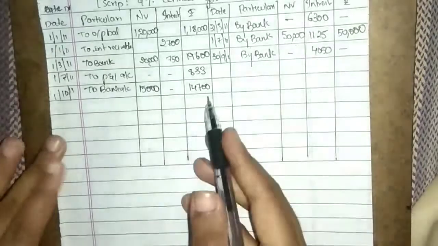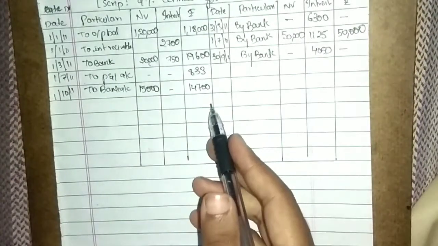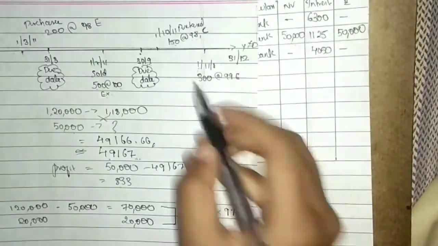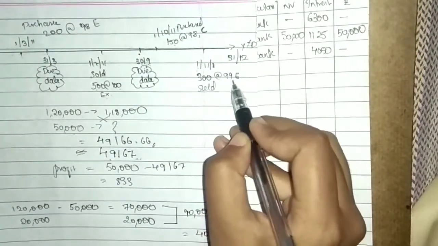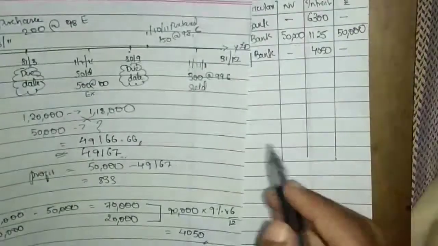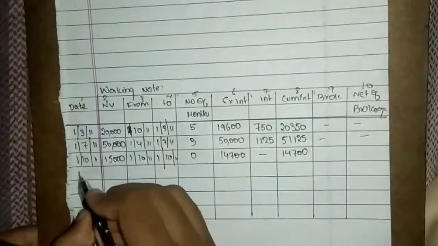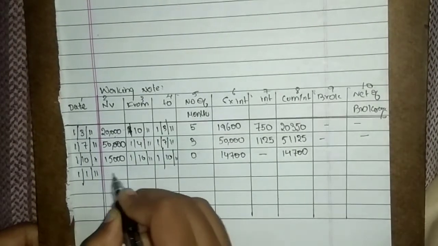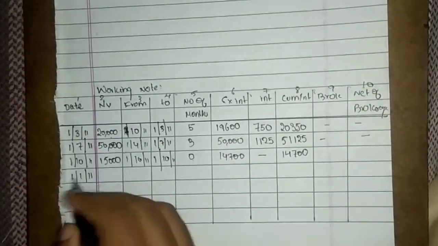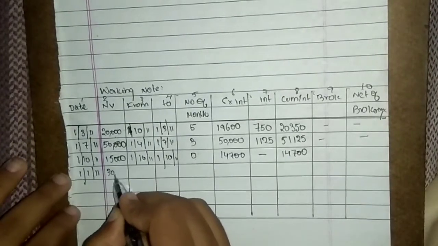Next, the next scenario is this. We have sold 300 units at 99 of ex interest price. Okay, again we'll go to the working. On 1/1/2011, 300 units. 300 into 100 will be 30,000.